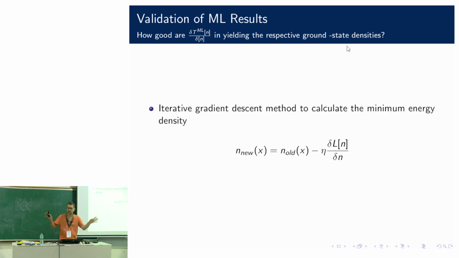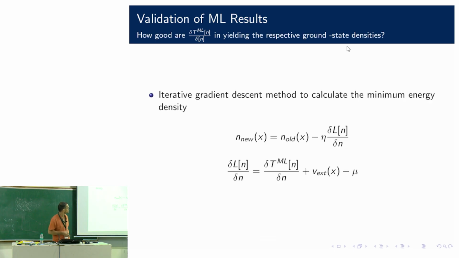Everybody is okay with this, right? So this is the equation where I'm going to get the new density from my old one with some learning parameter, with the Lagrangian as a function of n. That is the way it is defined, right? This is what I'm taking for ML.